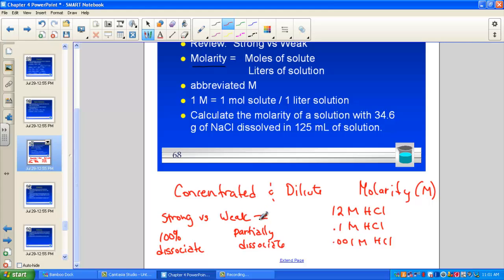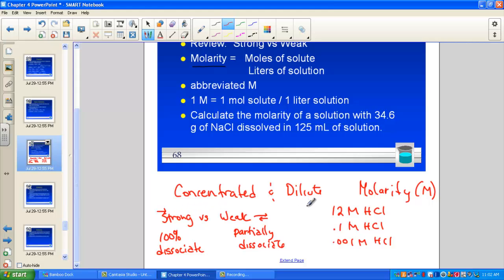The weak, you remember, had the double arrow to illustrate that we had an equilibrium process where reactants turn to products, but products go back to reactants. The dynamic equilibrium set up in a weak electrolyte. With strong electrolytes, we had just one arrow pointing to the right, 100% of the compound dissociated.